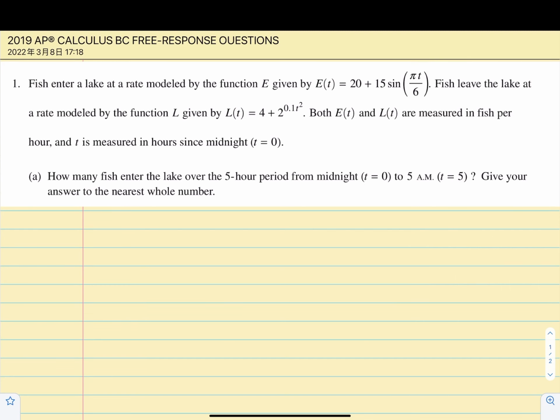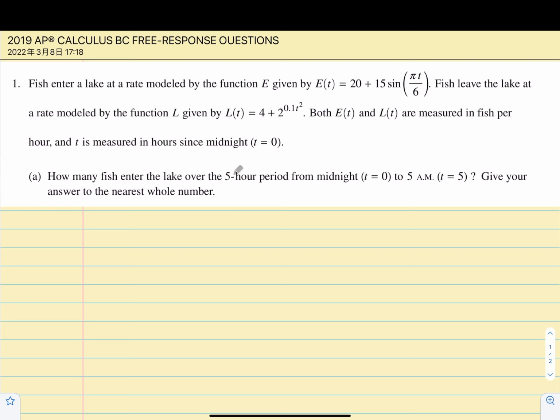Okay, here's the AP calculus free response question. Fish enter a lake at a rate modeled by the function E given by E(t) = 20 + 15 sin(6πt/6)... and the fish leave the lake at a rate modeled by the function L. Both E(t) and L(t) are measured in fish per hour, and t is measured in hours since midnight, t = 0.